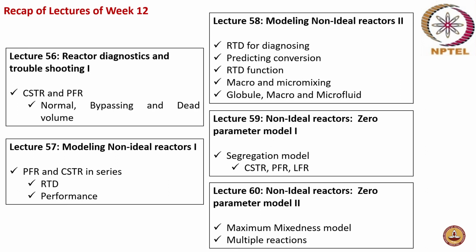And then the week 12 lecture, the final week lecture included the reactor diagnostics and troubleshooting, where CSTR and PFR combination with PFR with normal and bypassing and dead volume. How does the RTD function look like when the PFR and CSTR is under ideal condition, and when it has some bypassing and dead volume? And what happens when PFR and CSTR are in series? What is the RTD and what is the performance?